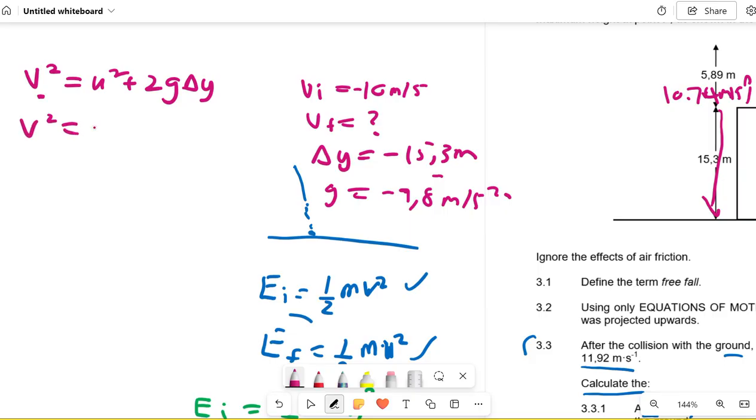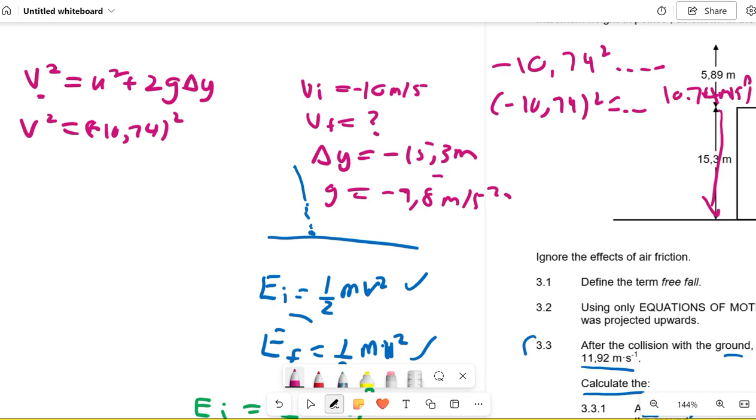10.74 squared. Make sure you square it. If you don't put the square there, you're out. If you don't put the brackets, you're out. Because there's a difference between minus 10.74 squared and minus 10.74 all squared. One will give you a positive answer, the other a negative. So make sure that every time you deal with substitutions, especially when it comes to squared, you put in brackets. Plus 2 times minus 9.8 times minus 15.3.